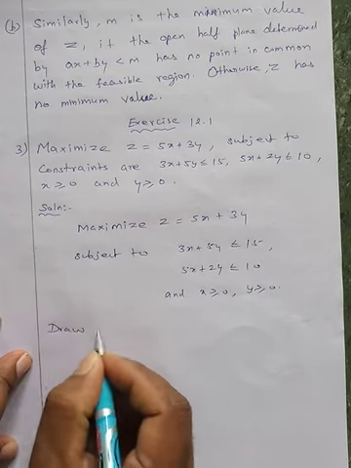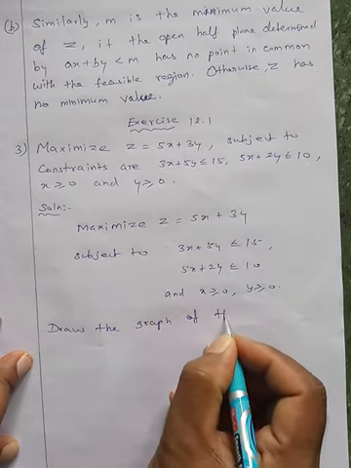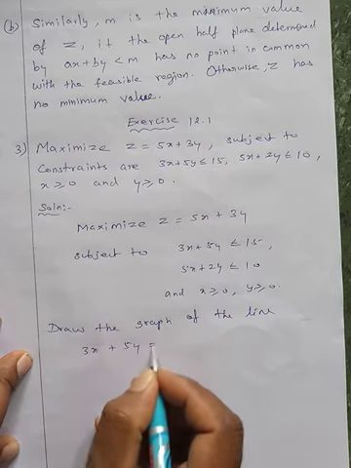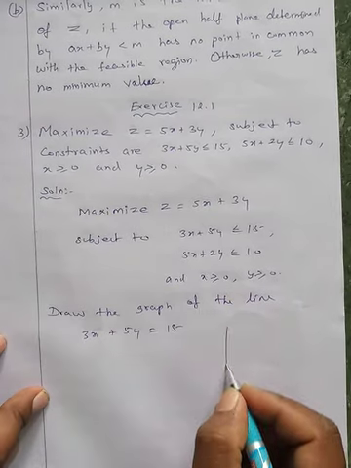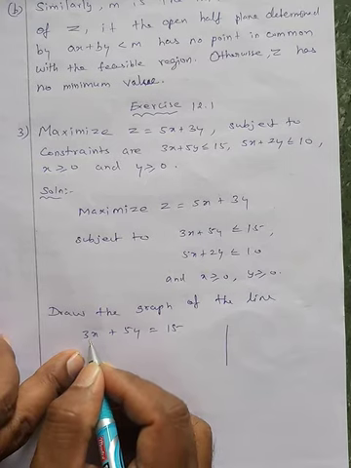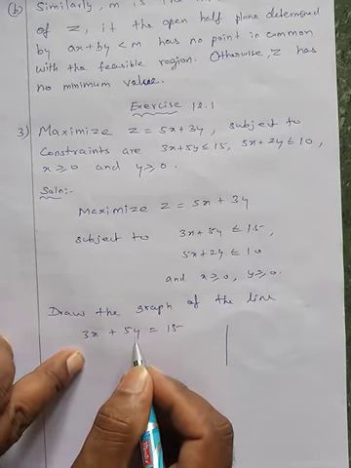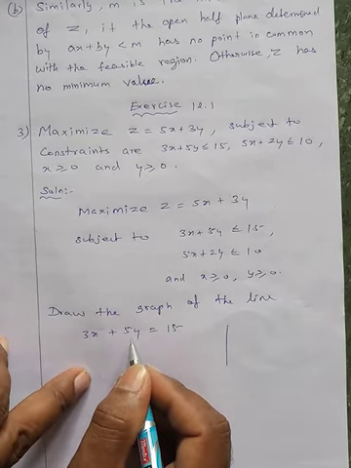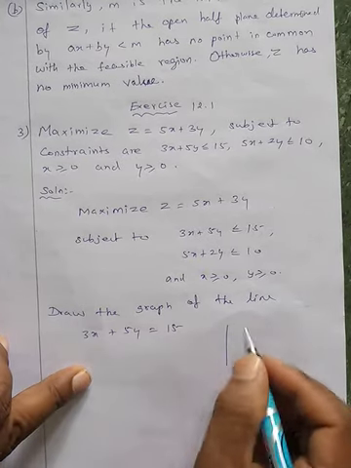Draw the graph of the line 3x plus 5y equal to 15, taking 2 points. This is a straight line not passing through the origin. If the equation of the straight line has only x and y terms, it must pass through the origin. Otherwise, you give two values.